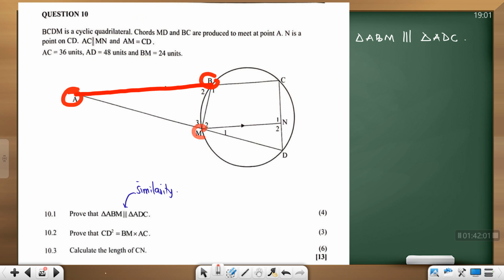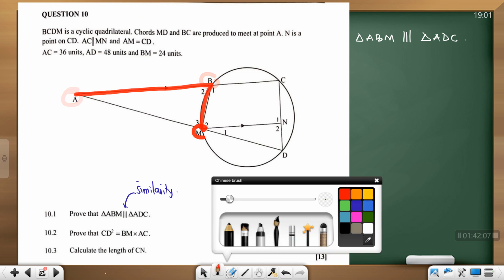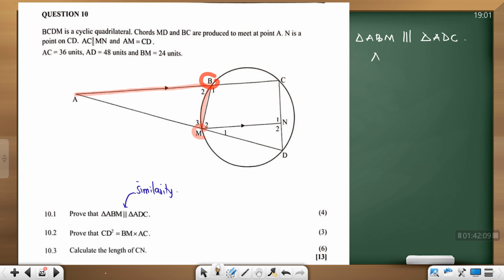A, B2, M3. Are you with me? That's what I mean by listing. So let's list it. What do I have? Angle A. Angle what? B2. Not B squared. Angle B2. And angle what? M3. Look at ADC for me.